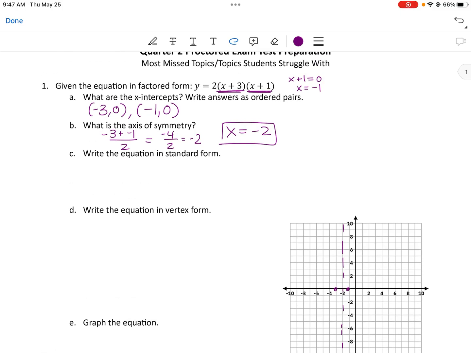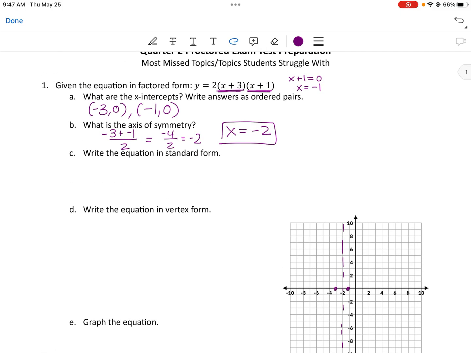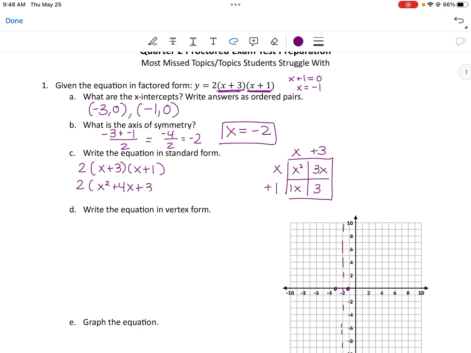Okay, if we want to write the equation in standard form, we're going to have to multiply this out. So let's start by multiplying x plus 3 times x plus 1, and then I'm going to add the 2 in at the end. I think we're used to seeing it in that box model, where you literally multiply your x plus the 3 little ones. What do we end up getting? X squared, a 3x, a 1x, and a 3. So when we combine that all together, we get x squared plus 4x plus 3.